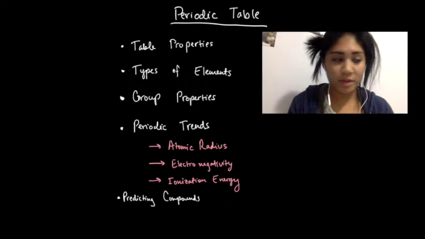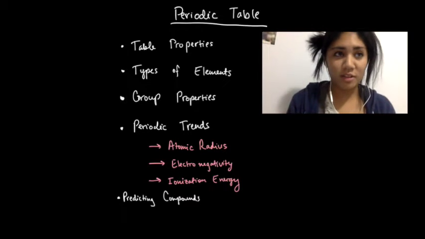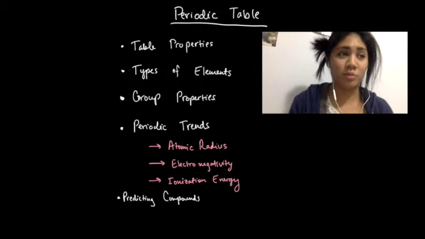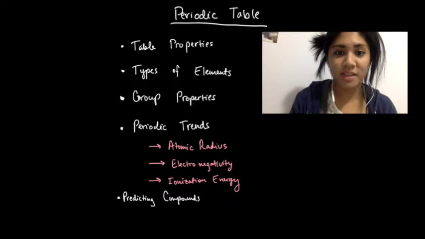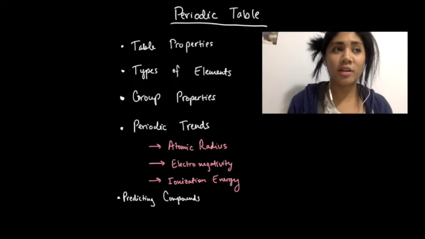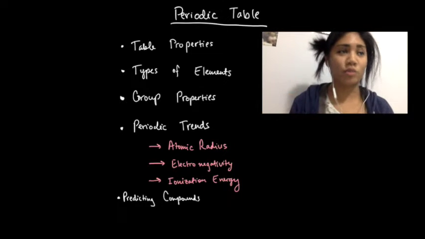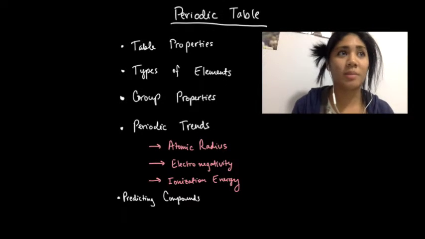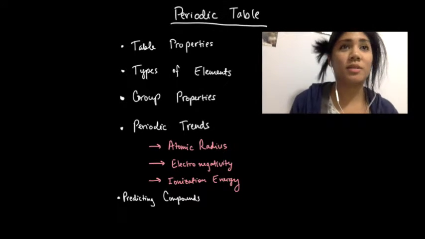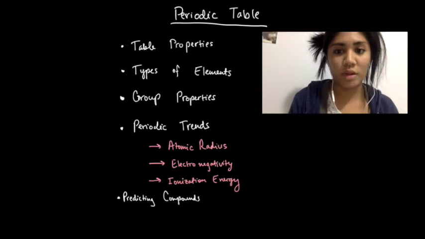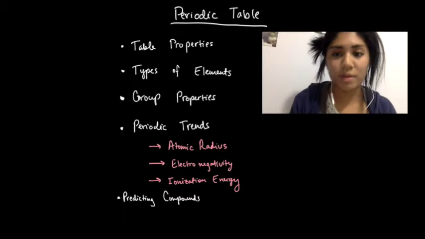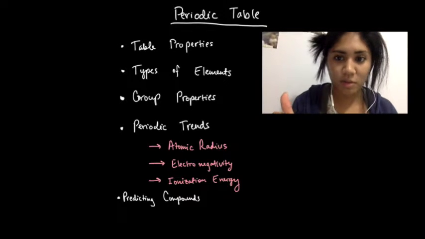Alright, so this unit, the periodic table, is a little more content-based, a remembering-a-bunch-of-little-facts kind of unit. And here I'm just going to run through the gist of the major topics: table properties, group properties, types of elements, metals, nonmetals, metalloids, and some of the key trends that we're going to go through, and a little bit about predicting compounds. And hopefully this will help you guys.